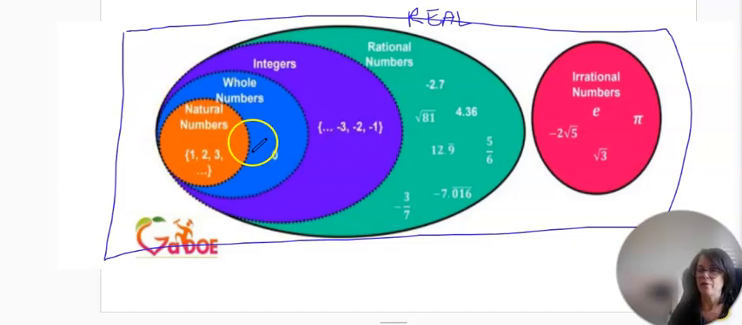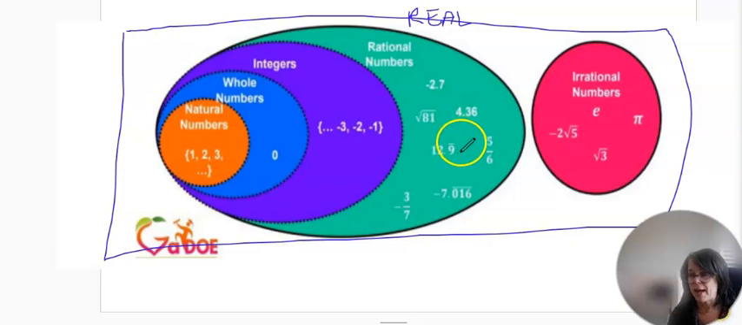So see how every set is within entirely the next set? The whole circle is within the next big circle. So we're saying integers includes negatives, 0, and positives. Okay? But there's no decimals or fractions in any of these sets. Rational numbers is what adds decimals and fractions.